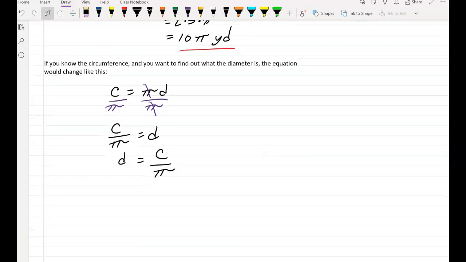But remember, what if you're trying to find the radius? Then you have to remember that the radius is always equal to the diameter divided by 2. So if you're trying to find the radius, you'd have to first find the diameter and then divide that by 2.